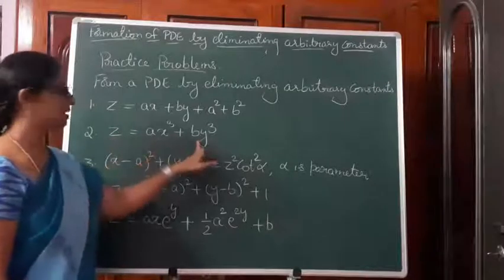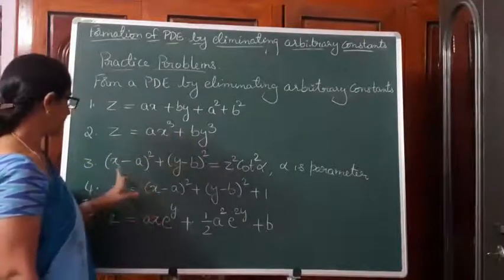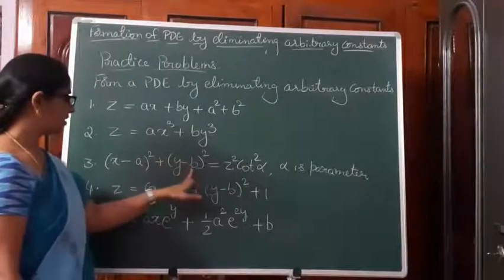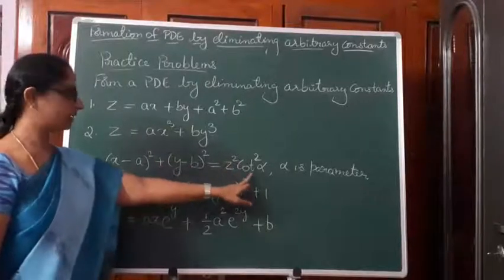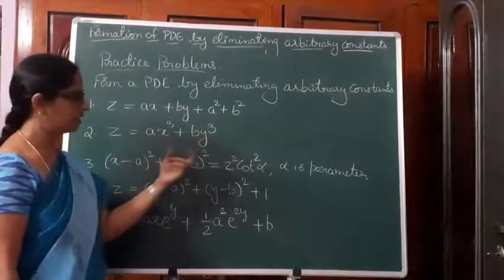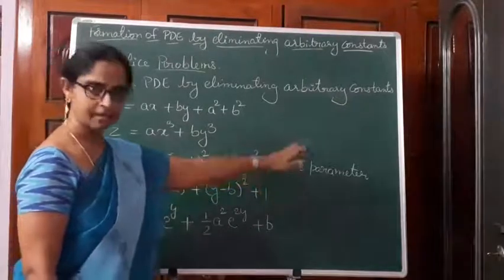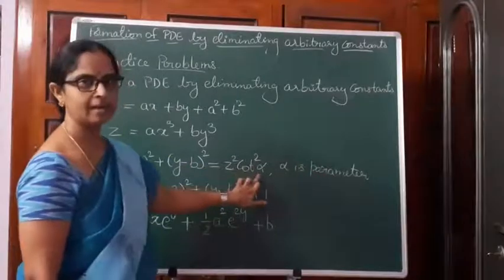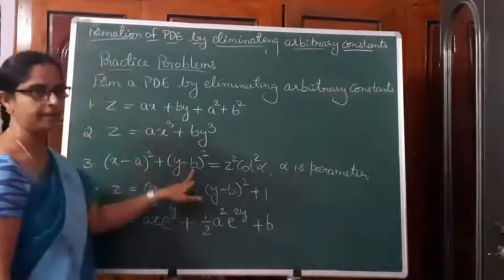Similarly, z equal to ax cube plus by cube is also very simple. Third one is x minus a whole square plus y minus b whole square is equal to z square into cot square alpha. Observe, a and b are arbitrary constants here. Alpha is a parameter, that is, alpha is constant. You need not eliminate alpha, just eliminate a and b.